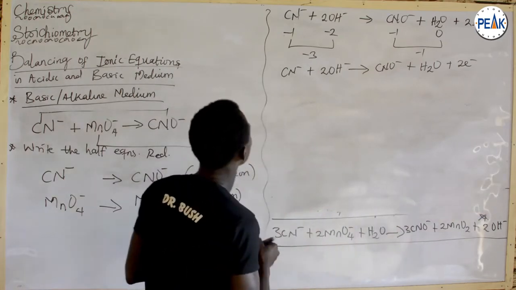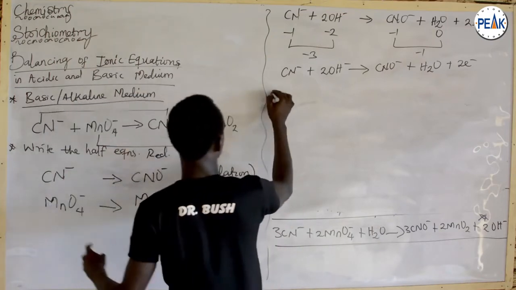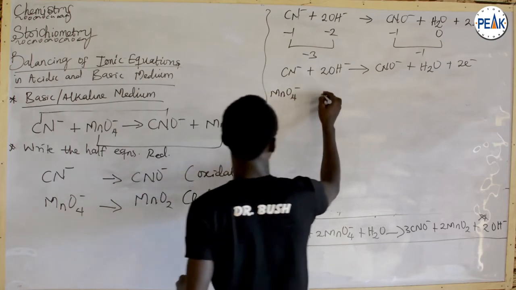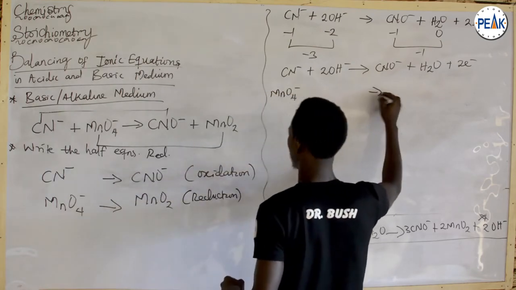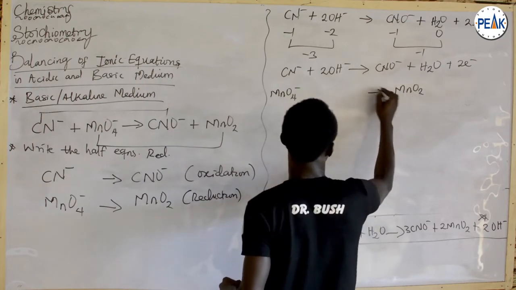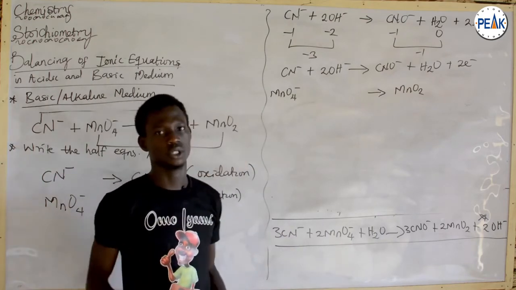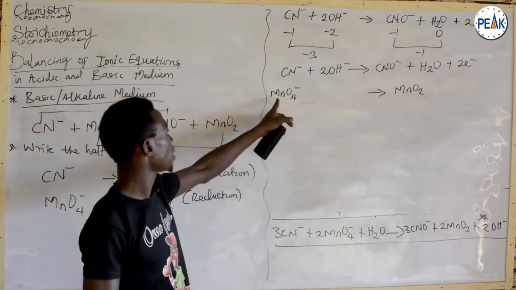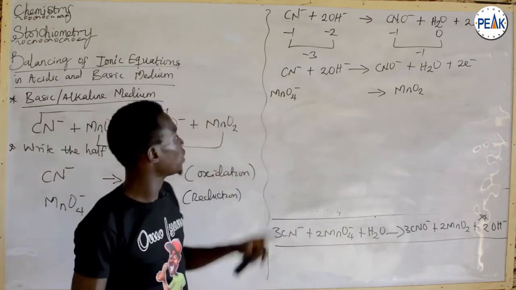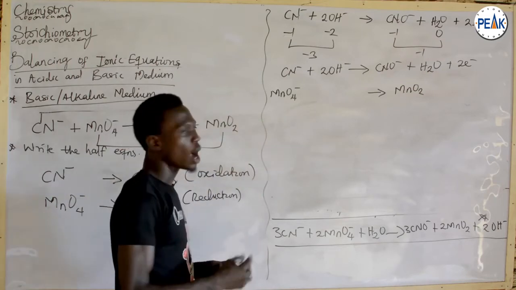Now, let's pick the next equation. That's MnO4- to give me MnO2. We balance every other element except oxygen. I have 1 manganese here, I have 1 manganese here. So manganese is the only other element except oxygen here, and manganese is balanced. Now, how do we balance oxygen?